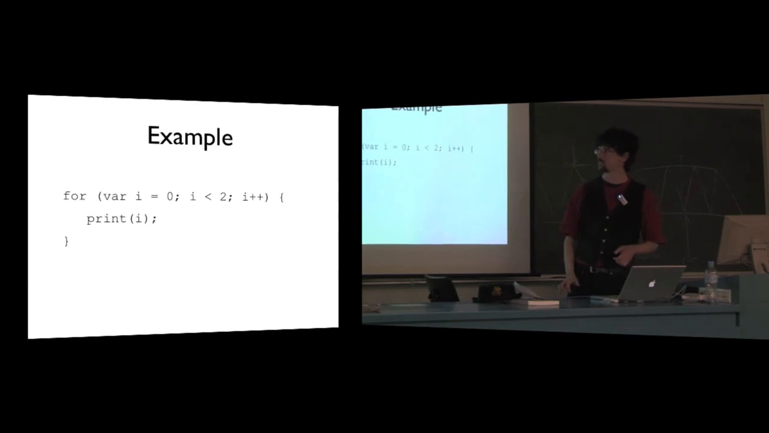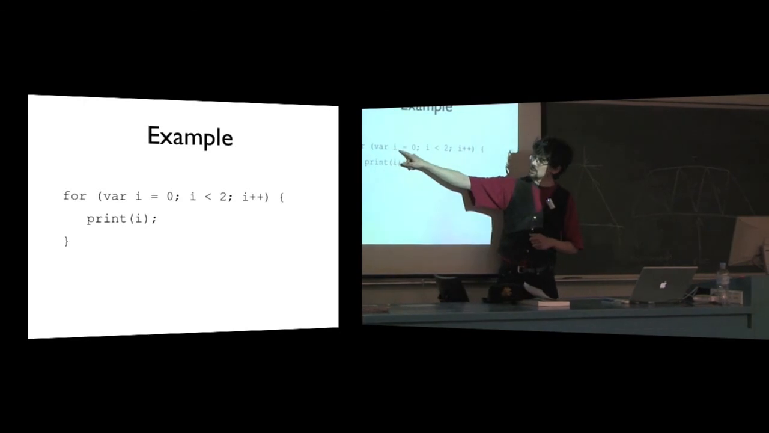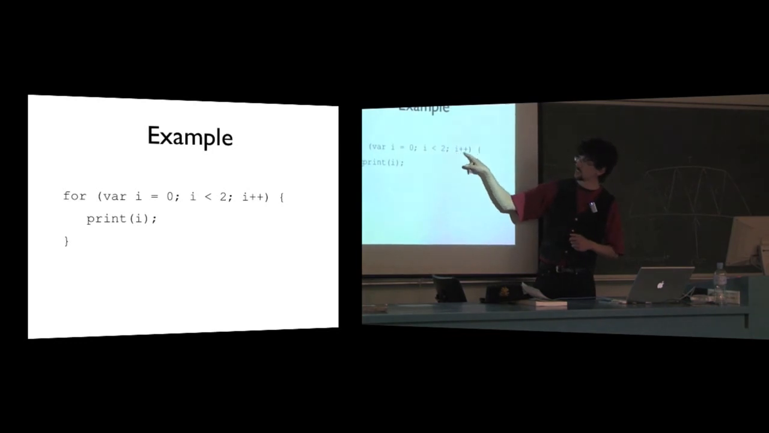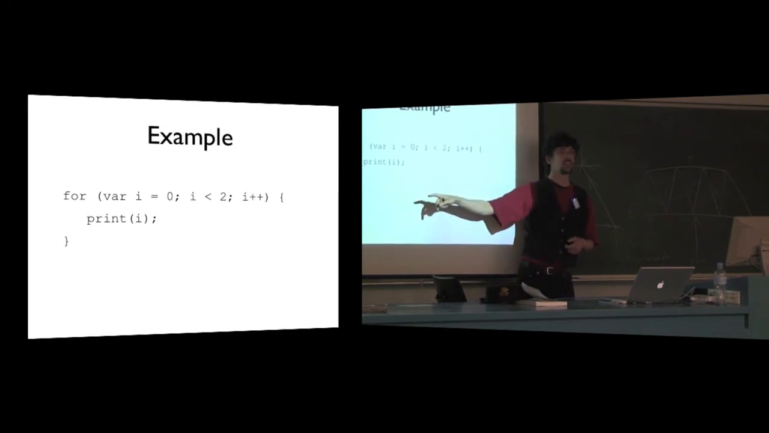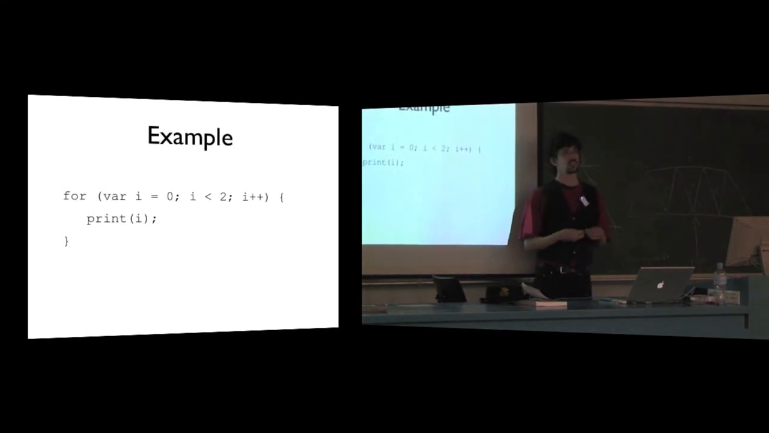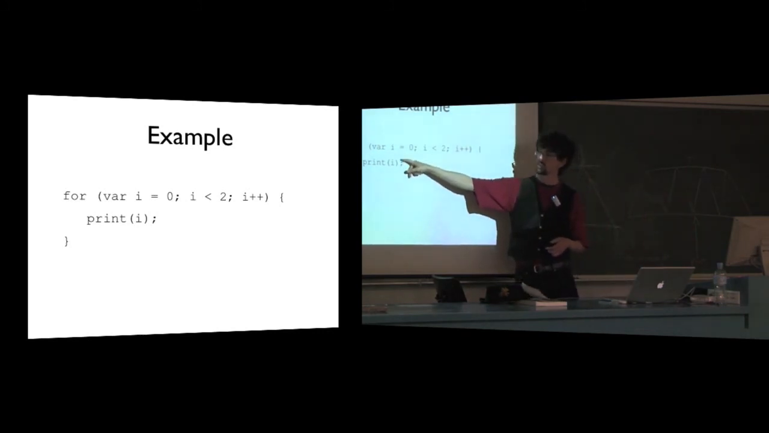To give you an example, here's a very simple loop. The initializer is var i equals 0. The guard is that i is less than 2. And the incrementer is the plus plus operation, which you remember just adds 1 to the value of i. Then the body is simply a print statement which prints out the value. I don't know if I've talked about this in lectures, but it's useful if you're debugging your code: the print statement prints out onto the console. If there are calculations in your code that you want to see the results of, you can use a print statement to do that.